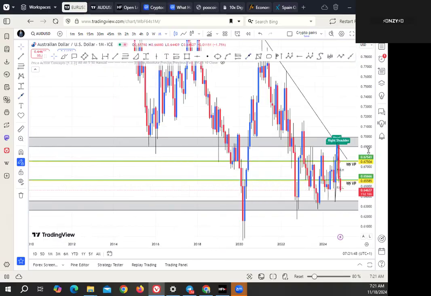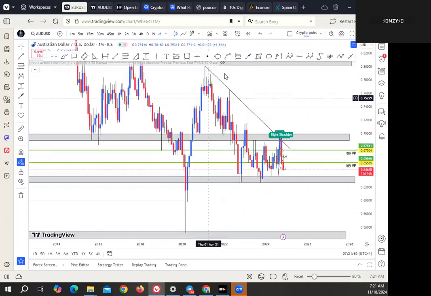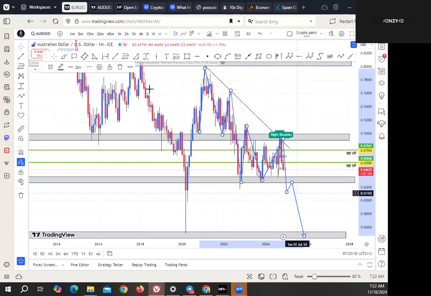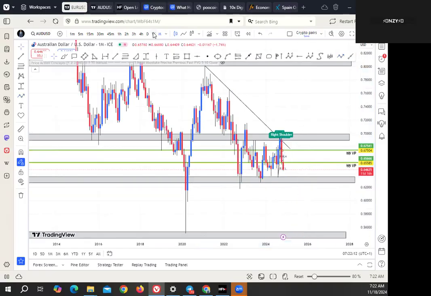You can see this is a descending triangle on the monthly time frame. And what the descending triangle shows is that if the market decides to go this way, then breaks here, then we'll see further downside. This is acting like a demand zone. So that's literally what we see right now on the monthly time frame.